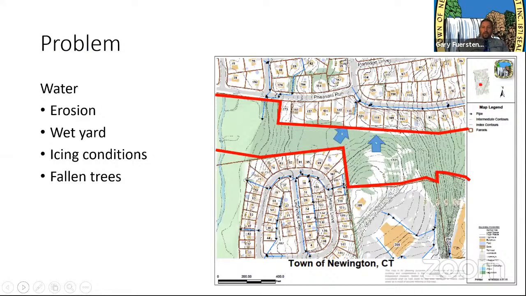The problem we're trying to solve here is water: high flows of water, which cause erosion, wet yards, icing conditions, and fallen trees. In summary, you're going to see these contours on many slides throughout the presentation. The west end drains to the west, and the east end drains to the east. The middle part of the town property drains to the north across the private properties on Pheasant Run, and therein lies the problem that we're trying to solve. Next slide.